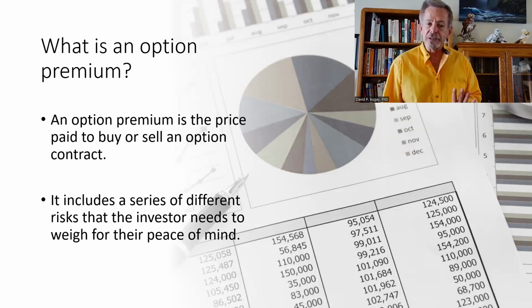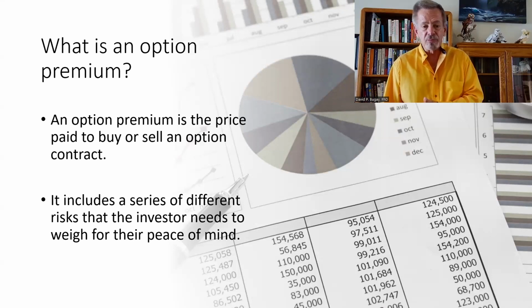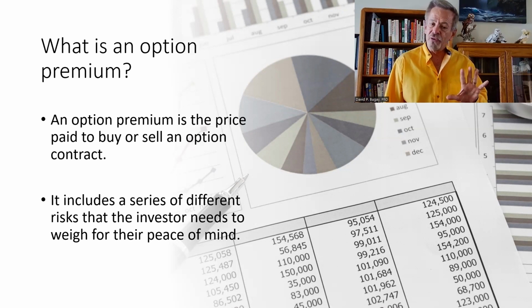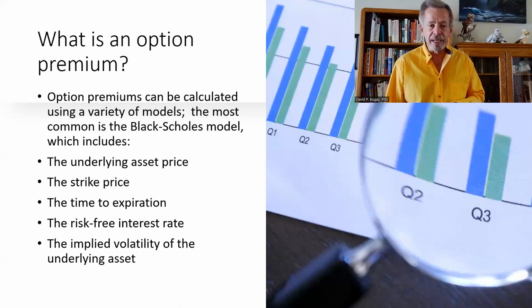Okay, it's the price that's paid to buy or sell an option contract. But you want to make certain that you're paying something that's fair market. Otherwise, you're going to be taken to the cleaners by somebody else who knows more than you. So you need to pay attention to what the different risks are and then weigh them for your own peace of mind in the process.